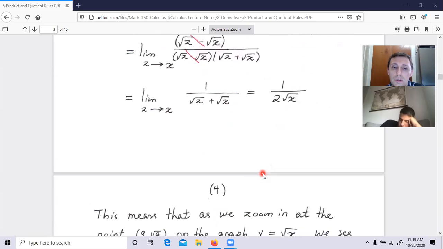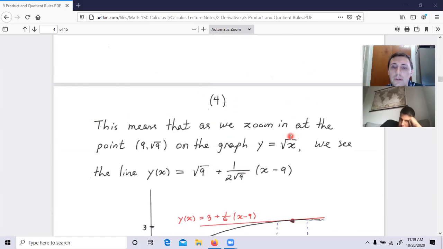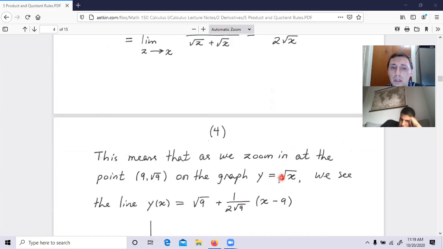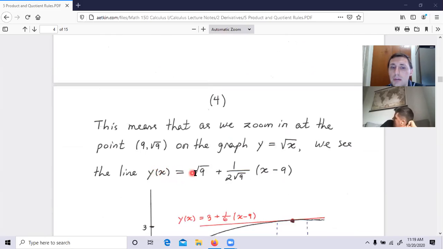And so what does it mean? It means that if I zoom in on the graph of root of x at the point (9, root 9), when I zoom in, what will I see? I will see this line, guys. I will see the line y minus root of 9 equals 1 over 2 root 9 times (x minus 9).